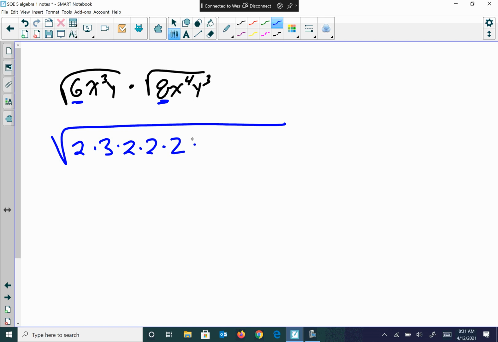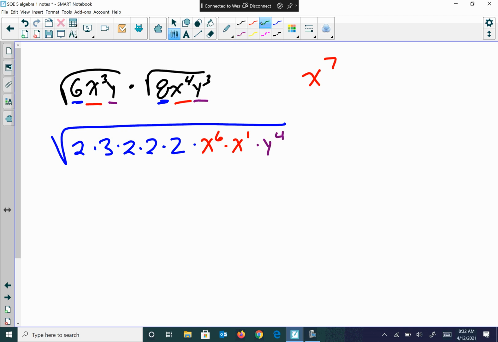How many x's would be underneath the radical? It'd be x to the 7th, which is going to break down to x to the 6th times x to the 1st. Love it. How many y's are there? 4. And that's a perfect square, right? Just take y squared out.